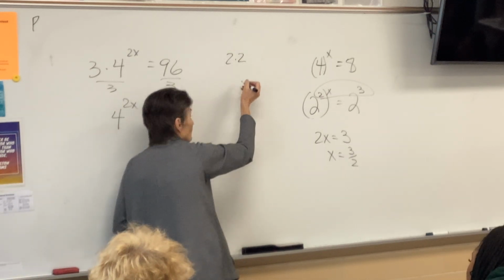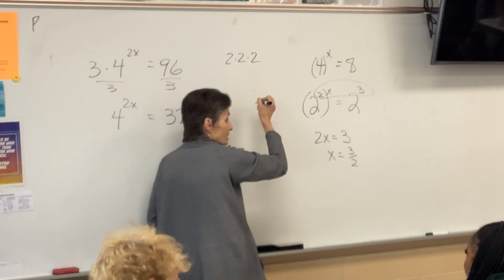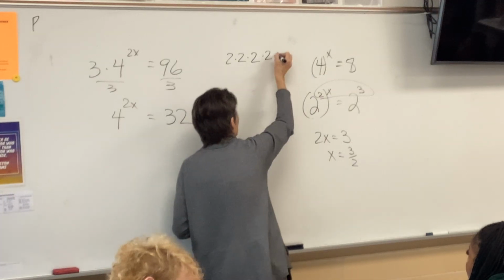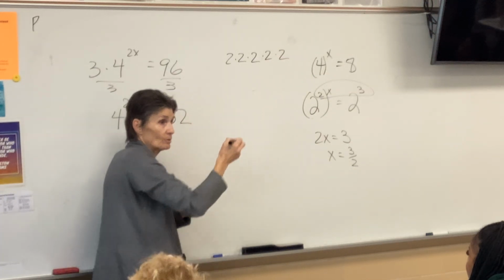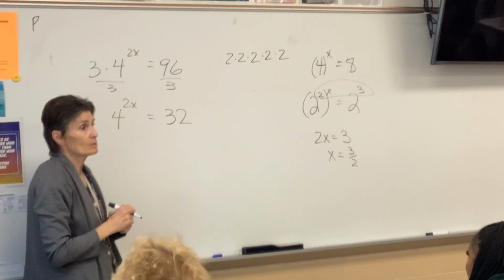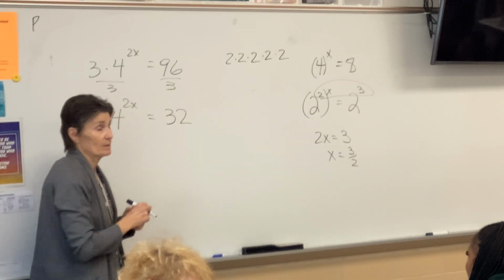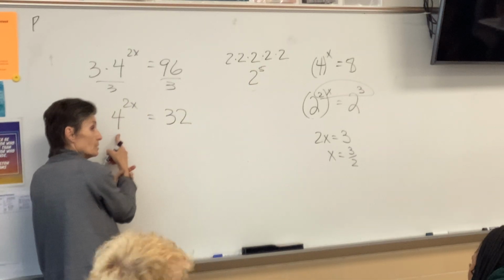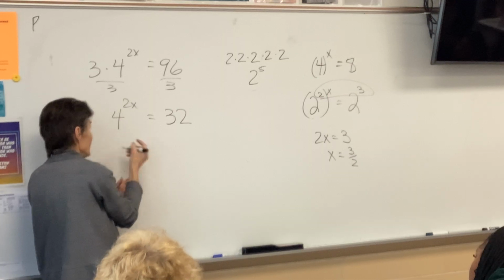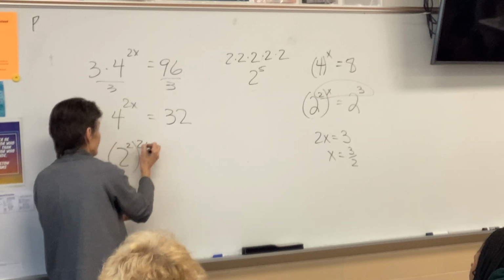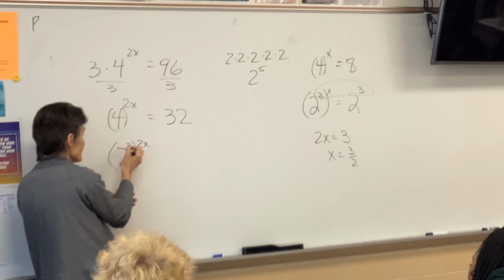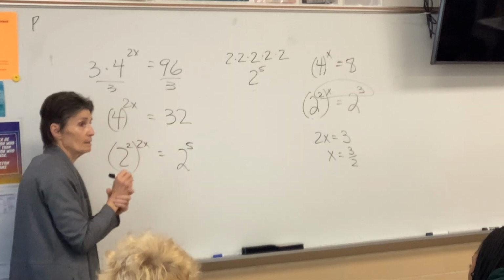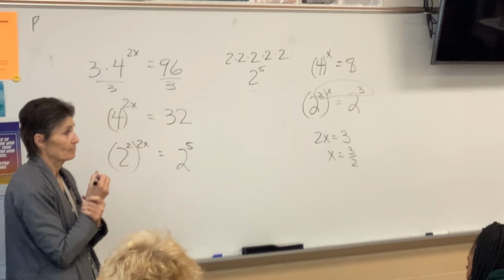What's 2 times 2? Another 2 makes 8. Another 2 makes 16. And another 2 makes 32. 32 is 2 to the 5th. What is 4? 2 to the 2nd. So I'm making 4 2 to the 2nd. And I'm making 32 2 to the 5th.